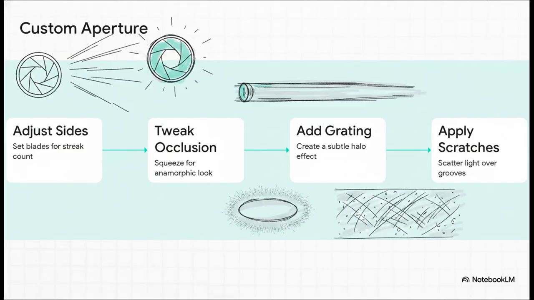If you want it to look real, you gotta go deep. Look at these steps 3D artists at Blau Films use for custom apertures. You don't just slap a bright spot on a render. You actually adjust the virtual aperture blades to dictate the number of light streaks. You tweak the occlusion for that amazing, wide, anamorphic squeeze. You add peripheral grading for a subtle halo. And you even apply virtual lens scratches so the light scatters realistically. It is literally the imperfections that make the digital image feel real.